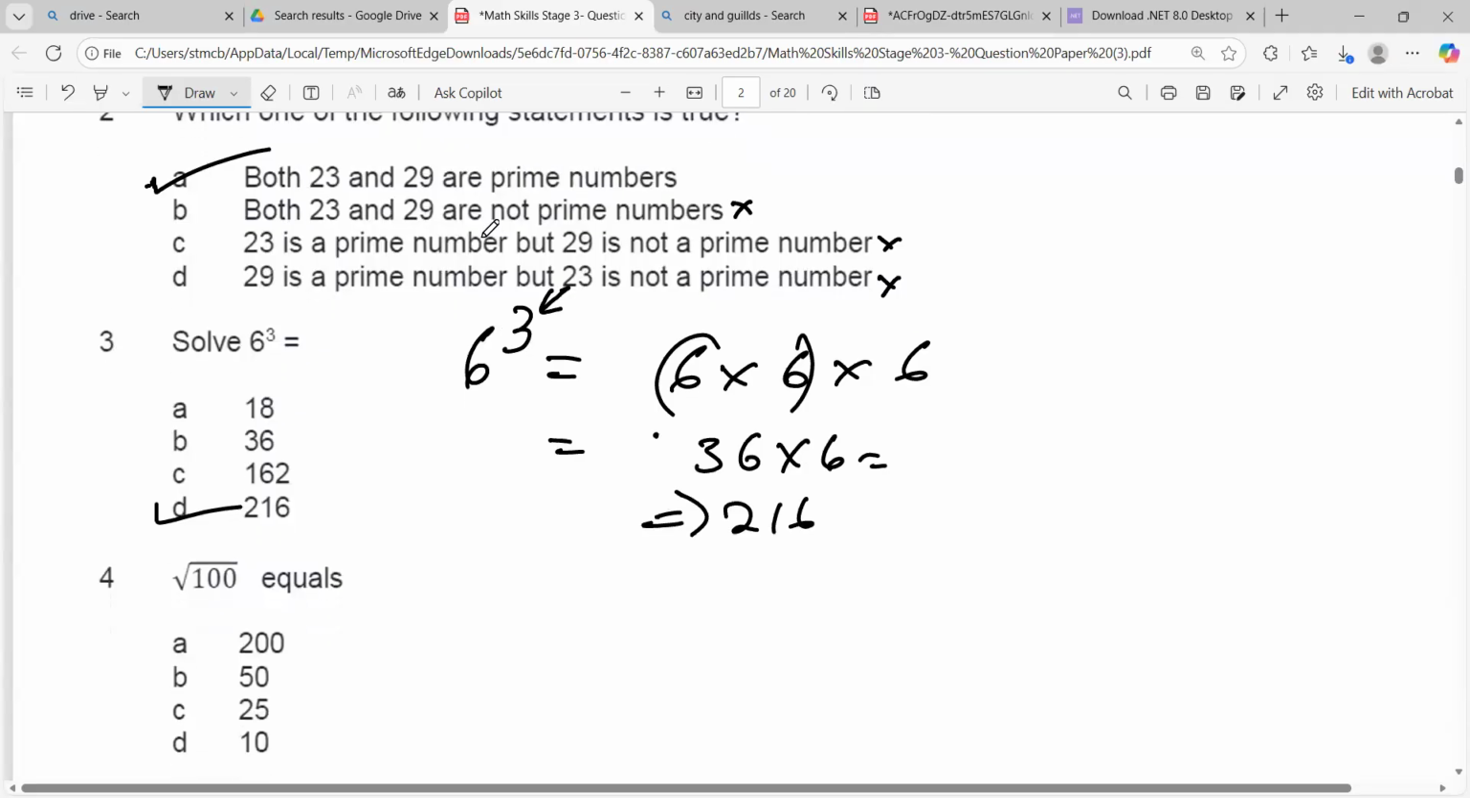What's the square root of 100? All right. So what's the square root of 100? Square root means what number multiplied by itself gives you this number, which is 100, right? So 10 times 10 gives you 100. So it's 10.